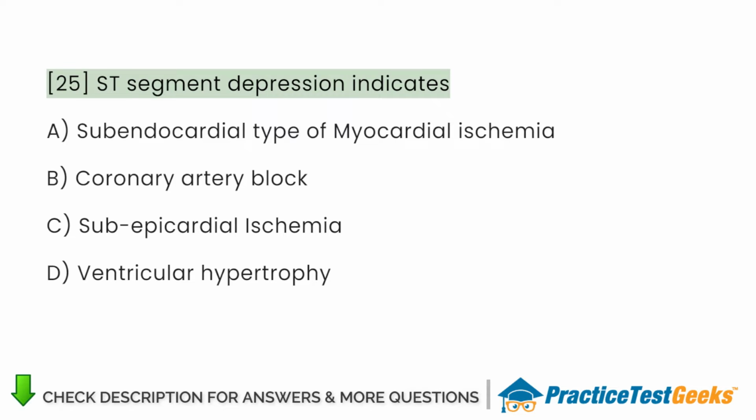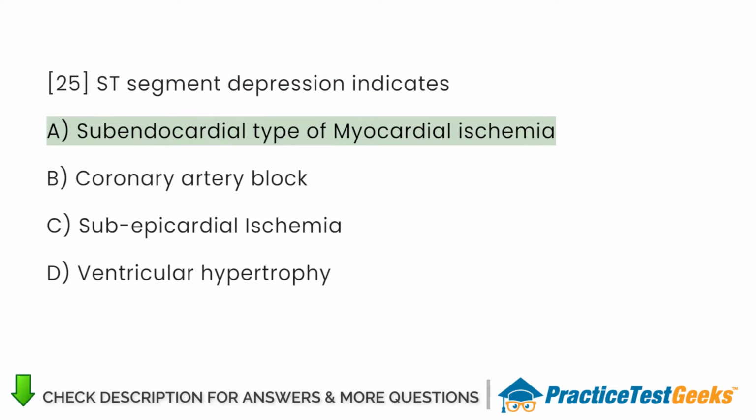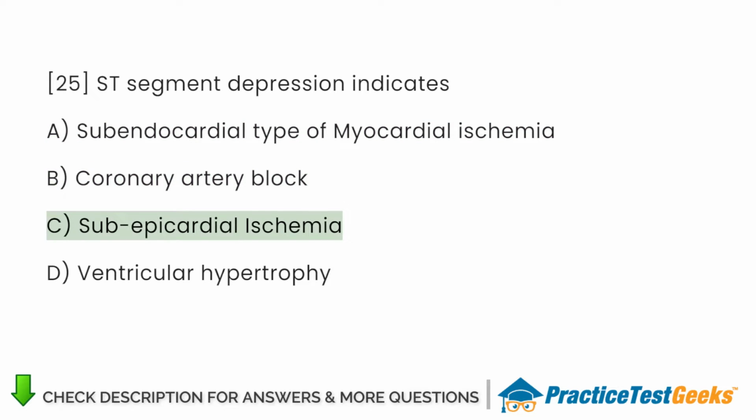ST segment depression indicates A. Subendocardial type of myocardial ischemia. B. Coronary artery block. C. Subepicardial ischemia. D. Ventricular hypertrophy.